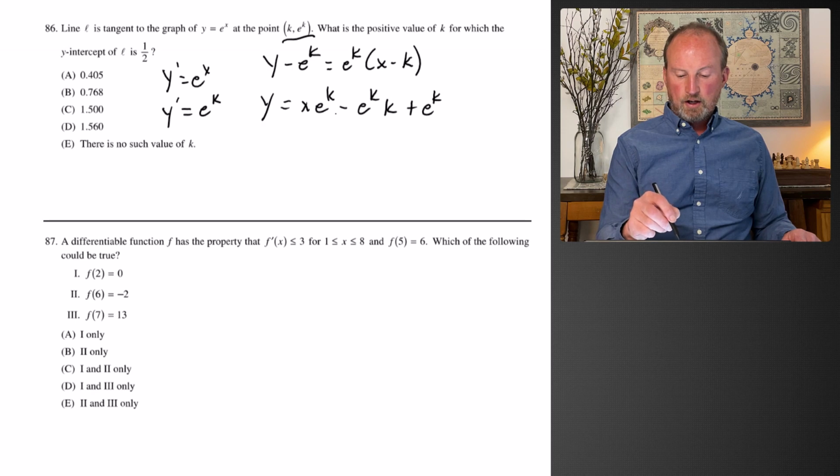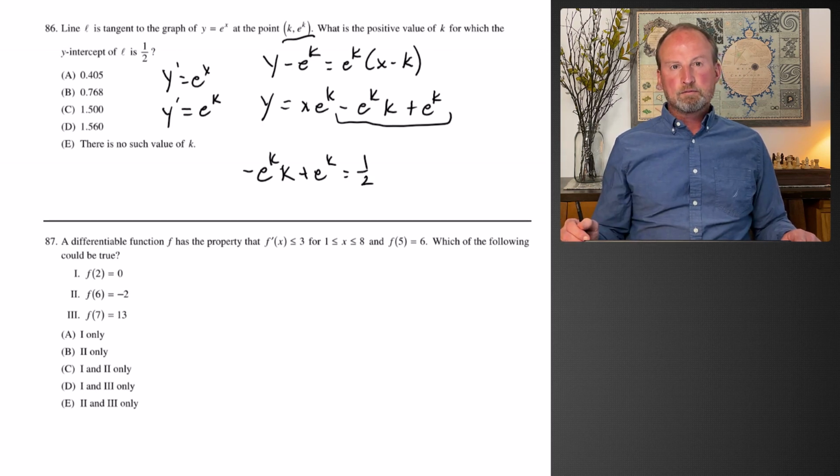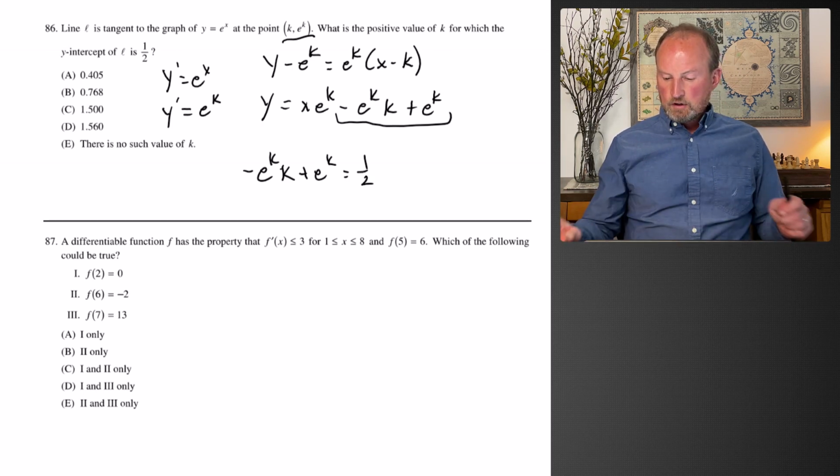Well, this mess right here is sitting where my y-intercept is supposed to be. So I need to write an equation of what I want. And I want that to be 1/2. Fair enough. Grab a calculator.